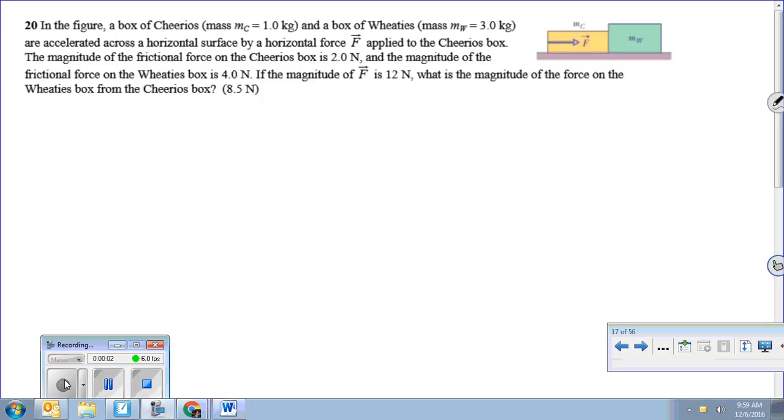All right, here we go. This is problem number 20 from Chapter 6 of the Halliday and Resnick textbook. So we've got this box of Cheerios over here. That's the yellow box.